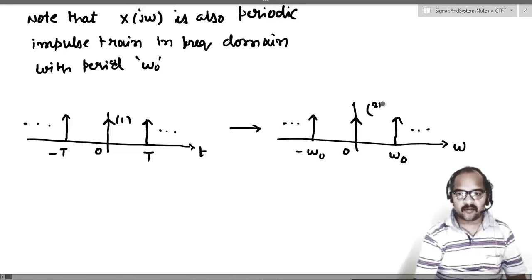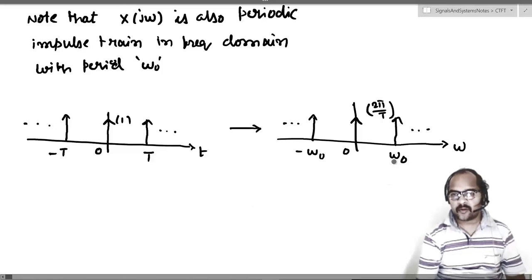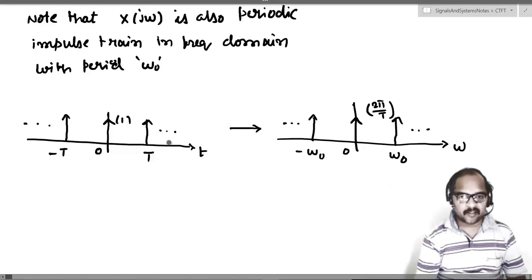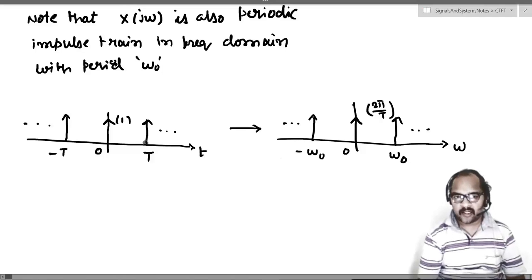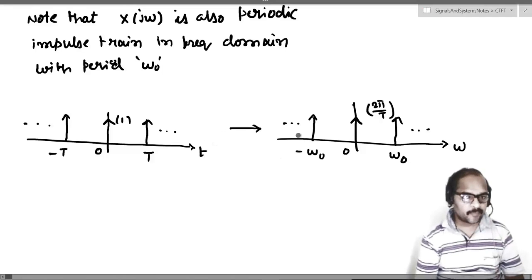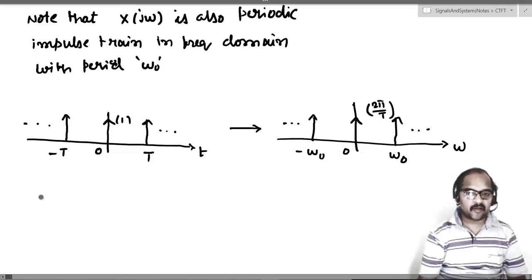But what is the strength of the Dirac delta here? It is 2 pi by T. Okay, so note that omega naught is also 2 pi by T. So what did we get? The Fourier transform of a periodic impulse train is also a periodic impulse train.